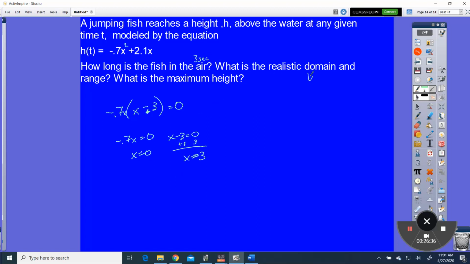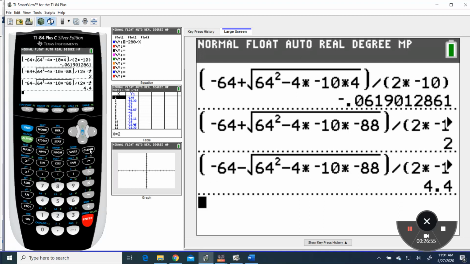What is the realistic domain? Anywhere from 0 to 3 seconds on this. And what is the range? Well, we don't know yet, but we're going to figure it out. The range is how high it goes. So it's going to be anywhere from 0 to that maximum height. So we're going to plug 3 in for that x.